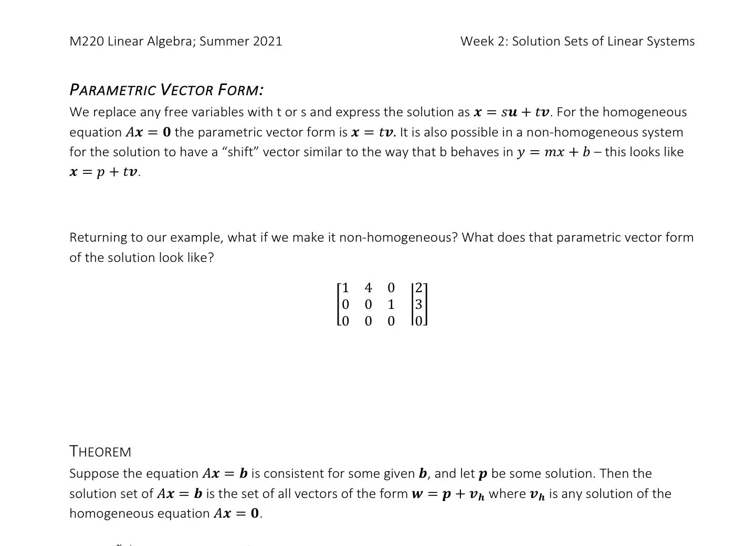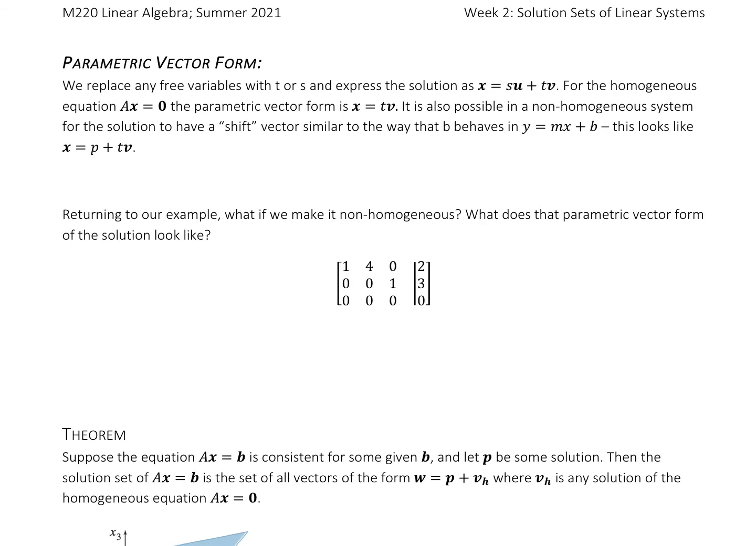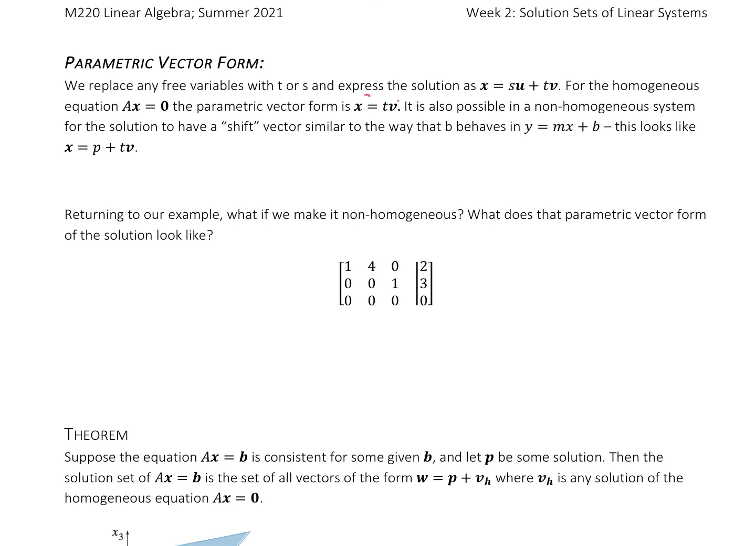All right, so here's a fancier way of saying parametric vector form. It doesn't necessarily have to be just an x and a t and a v. This happens to be true. This will happen as long as we're talking about the homogeneous equation, right?